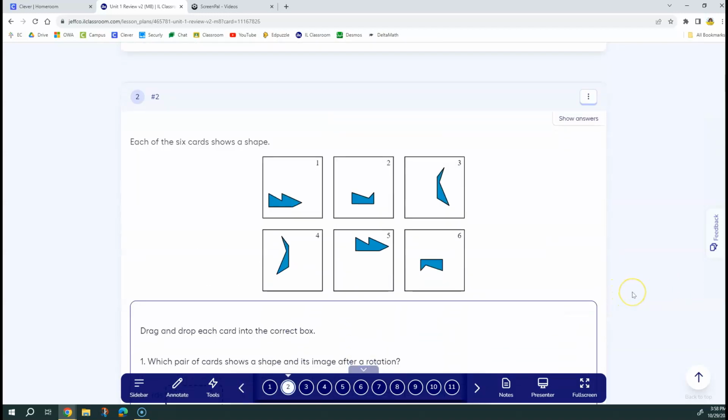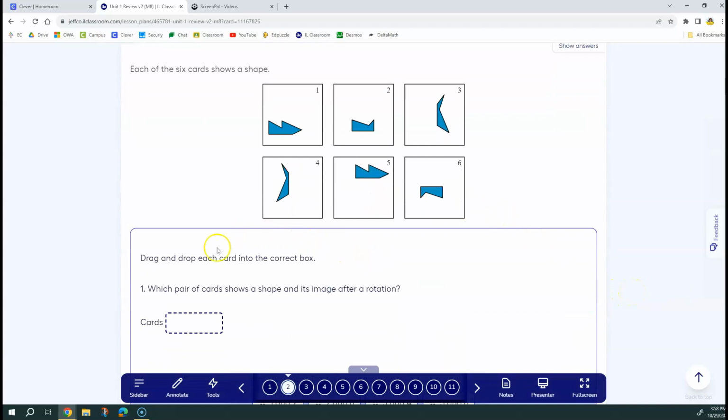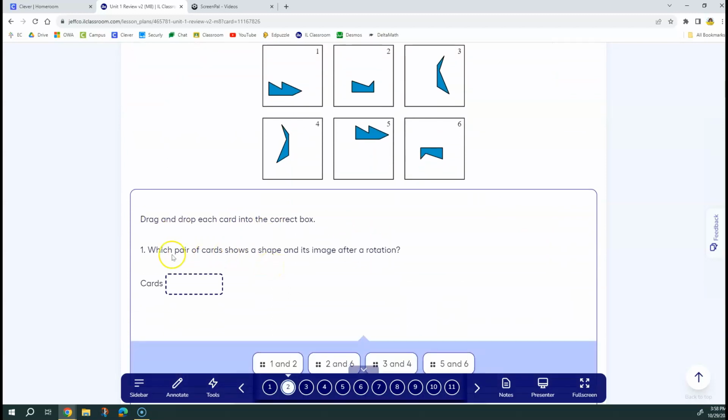Moving to number 2. Each of the 6 cards show a shape. Drag and drop each card in the correct box. Okay, so which pair of cards shows a shape and its image after a rotation? A rotation. Okay. So it is not 1 and 5 because the shape is still facing the same direction. And you can see 3 and 4, but I don't think it's 3 and 4 because that looks more like a reflection. But here, number 2, it kind of looks like a tape dispenser. Yeah, that is a rotation. So that would be 2 and 6.